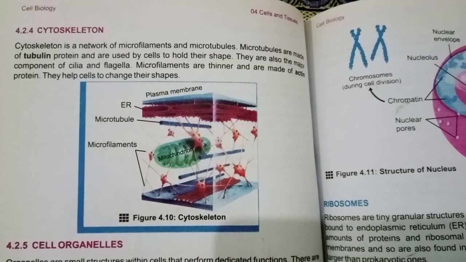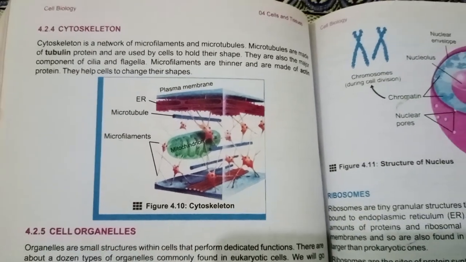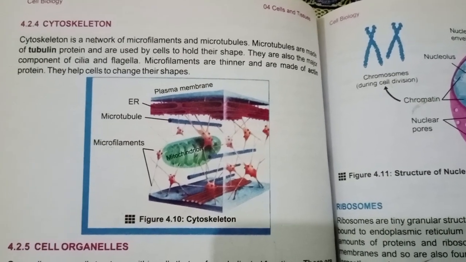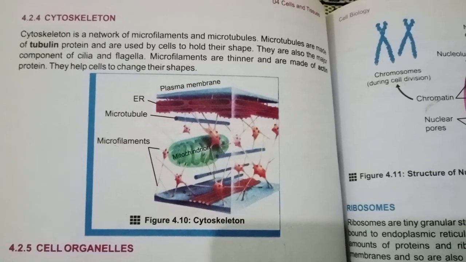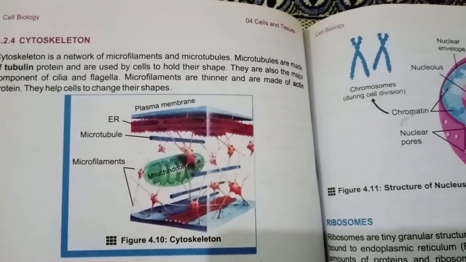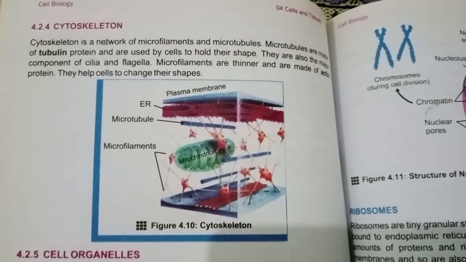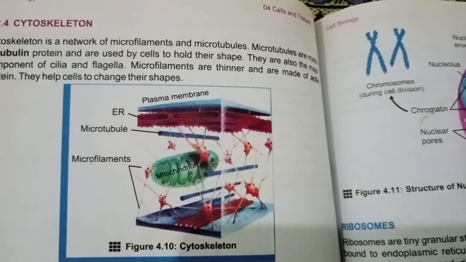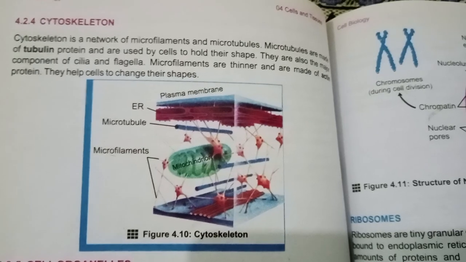And now we will discuss the cytoskeleton in biology. The cytoskeleton is the network of microfilaments and microtubules. It is just like a skeleton of a cell. Microtubules are made of the tubulin protein and are used by the cell to hold its shape. They are also the major component of cilia and flagella.